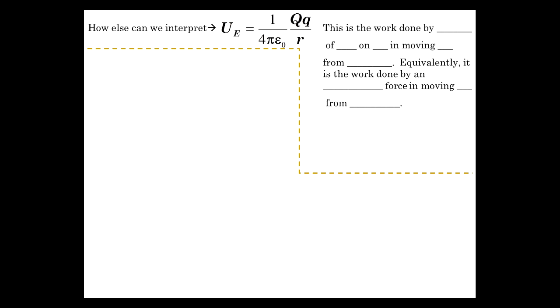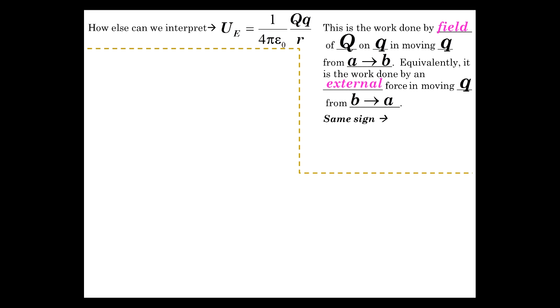So we have a couple ways of interpreting this result for the electric potential energy between 2 point charges, big Q and little q. We've just defined it as the work done by the electric field of big Q on little q in moving the little q from A to B. But you, as an external agent, could grab q and shove it back toward big Q. And that would be equivalent. So an external force moving little q from B back to A.